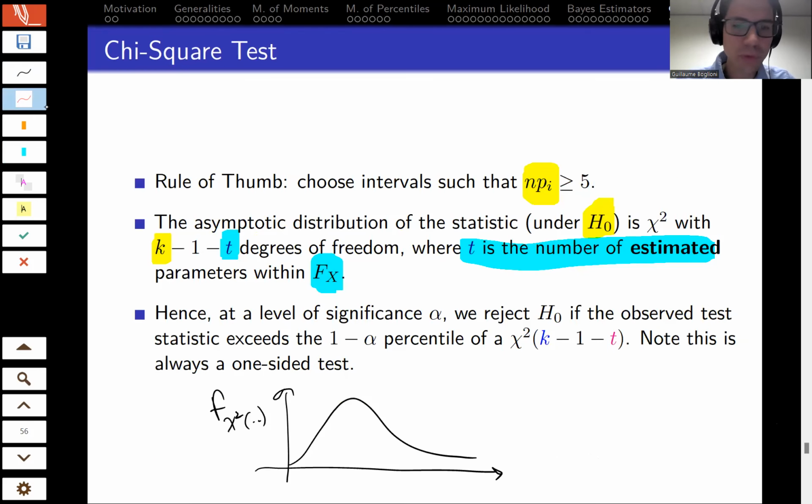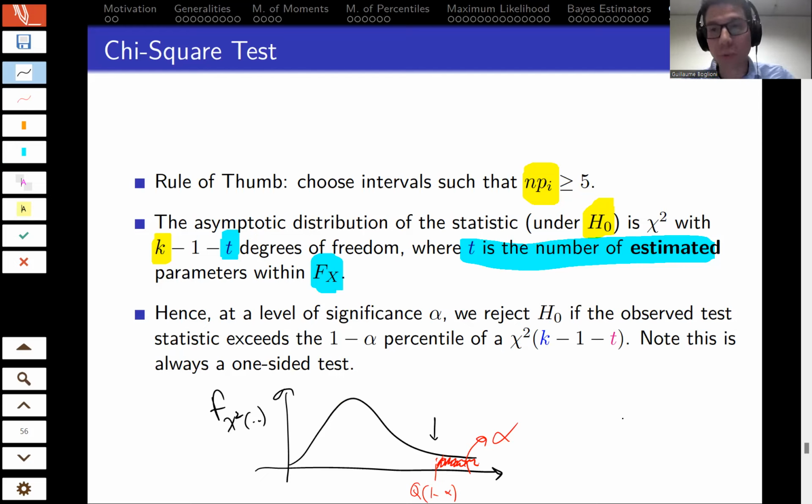If you take the percentile 1 minus alpha, I don't know how to denote this, maybe Q of 1 minus alpha, it means that the probability to be here, the area under the curve here, is alpha. Because alpha is a small number, if the test statistic exceeds this, we're in the part of the distribution that's pretty unlikely. So under H0, it's pretty unlikely to get a test statistic this big. So we reject H0. We say it's pretty implausible.